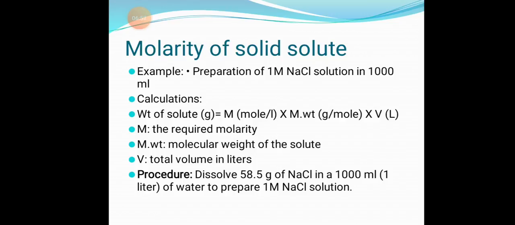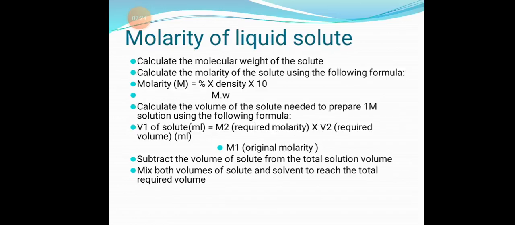Molarity of solid solute. Example, preparation of 1 molar NaCl solution in 1000 ml. Calculations: weight of solute in grams is equal to M into molecular weight into V. M is the required molarity, molecular weight is the molecular weight of the solute, V is the total volume in liters. Procedure: dissolve 58.5 grams of NaCl in 1000 ml of water to prepare 1 molar NaCl solution.